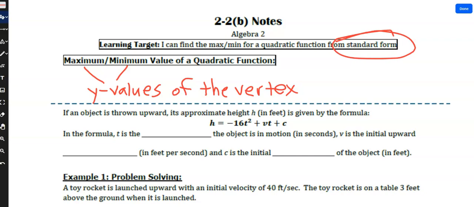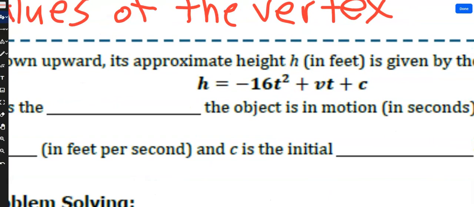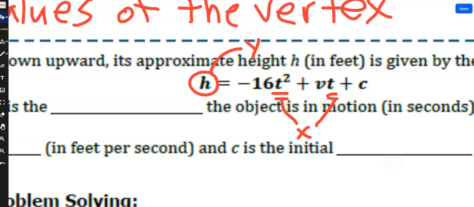In the formula here, right below this is an example. If an object is thrown upward, its approximate height, okay, that's like your y value, in feet is given by this formula. Okay, let me uncover that a little bit. So height, that's like your y value. T, you see the t value twice, that's like your x value. Now you're like, what are these other letters? The v and the c.